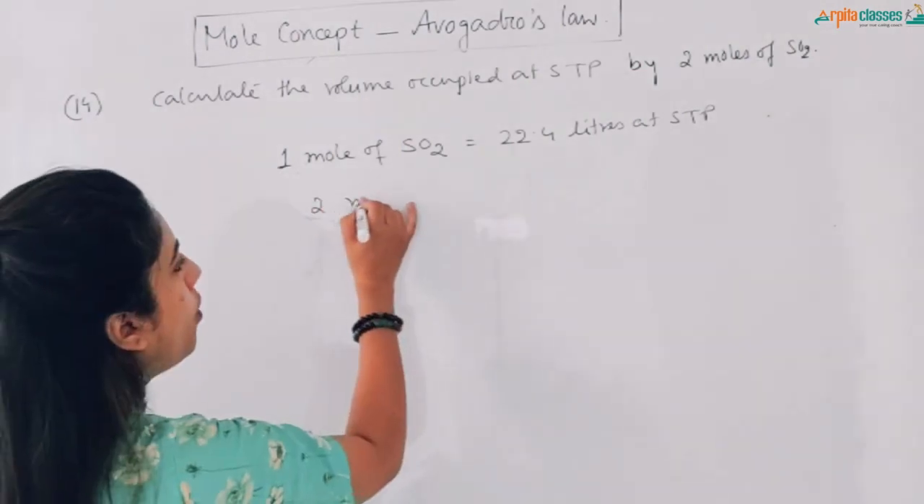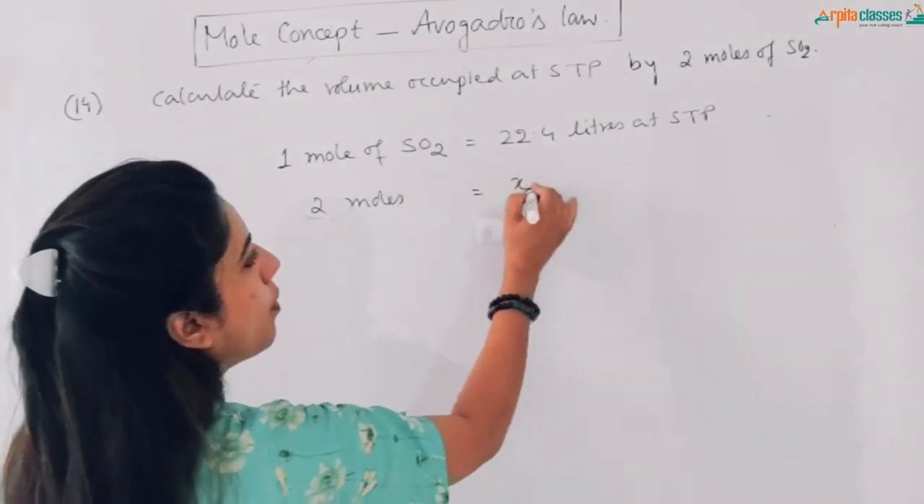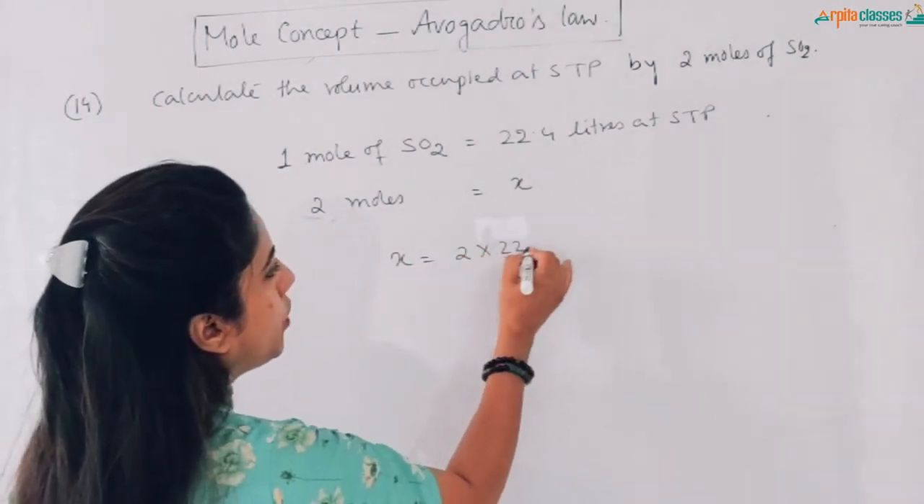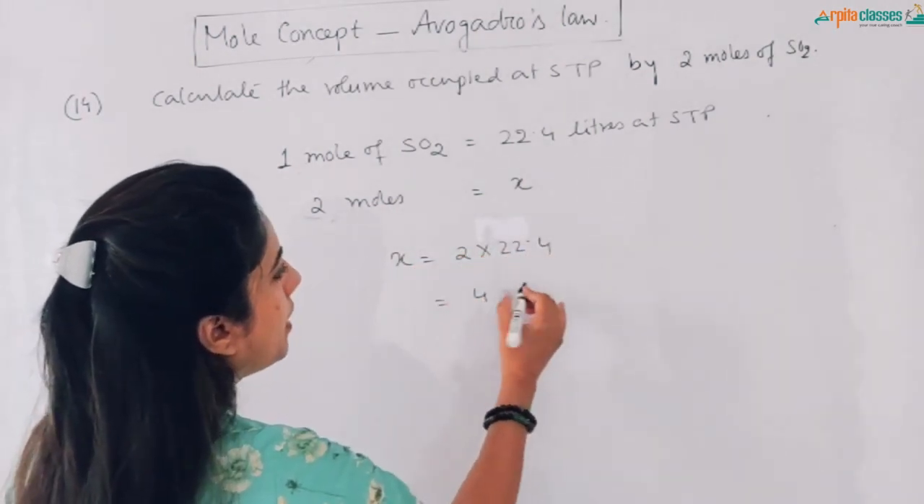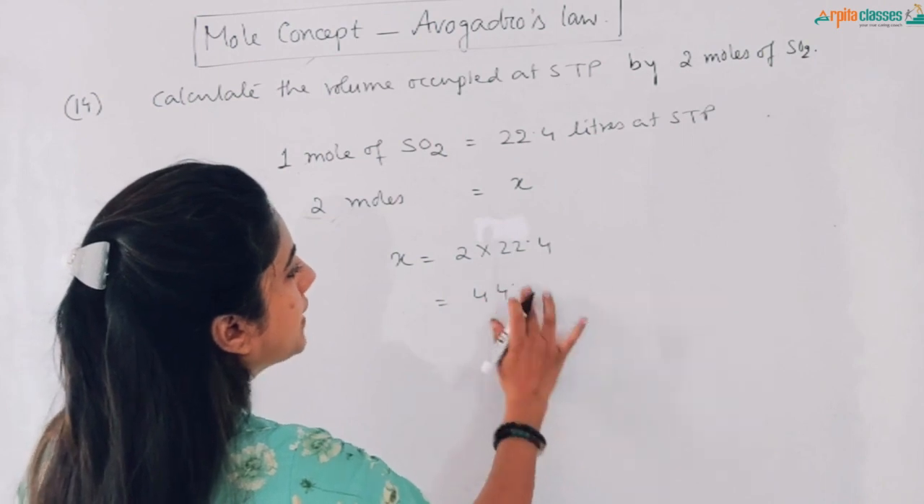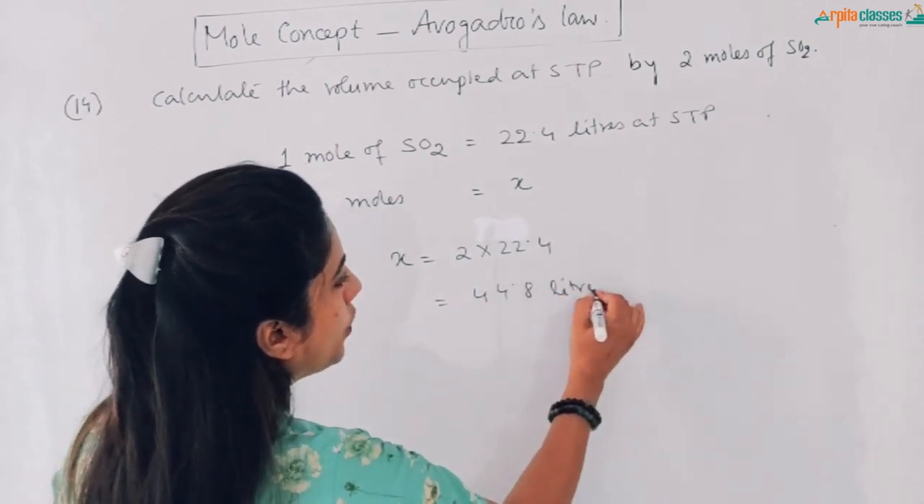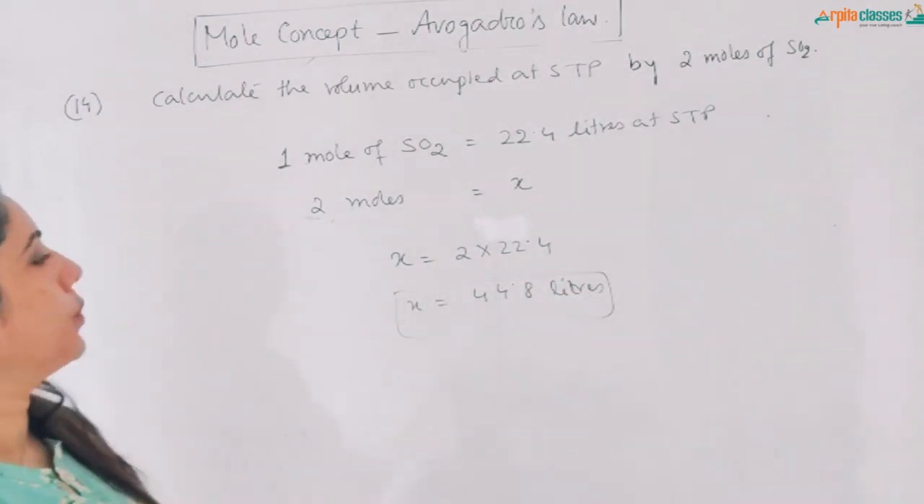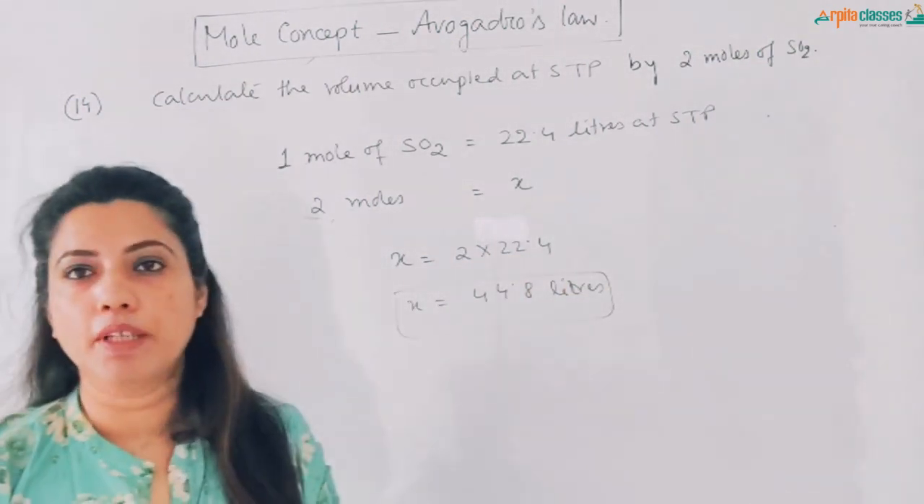Therefore, 2 moles will be equal to how much volume? Cross multiply, X is equal to 2 into 22.4, and the answer will be 44.8 liters. So the volume occupied by 2 moles of SO2 at STP is 44.8 liters.